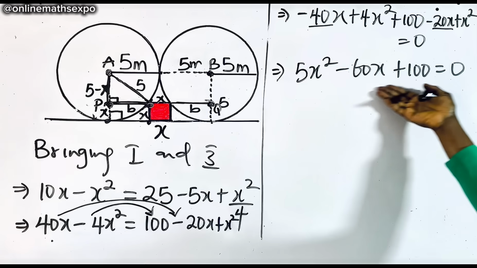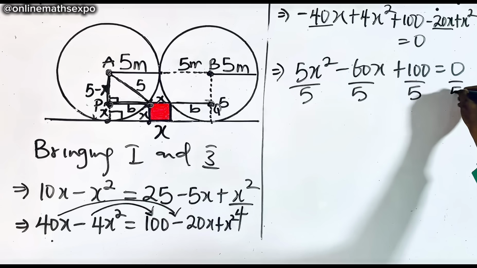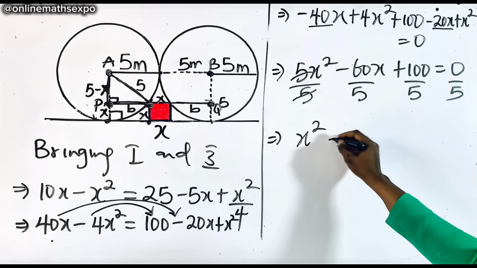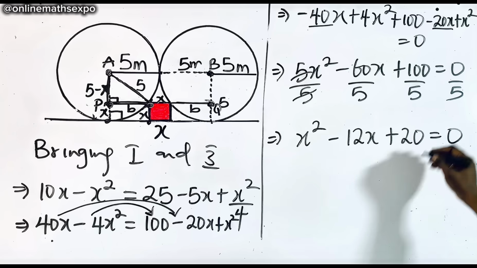We can try to reduce this, so we divide each by 5. When you do that, we have x squared, negative 12x, and plus 20 is equal to 0.